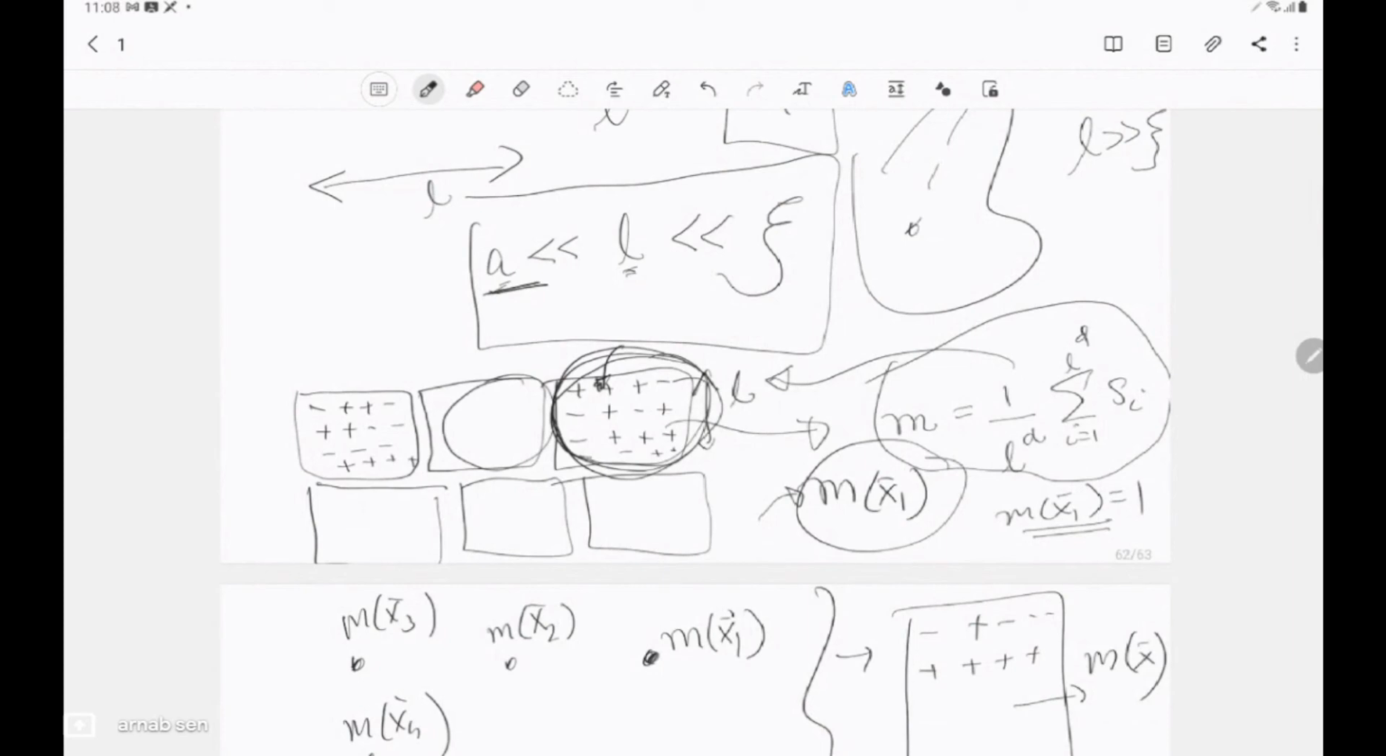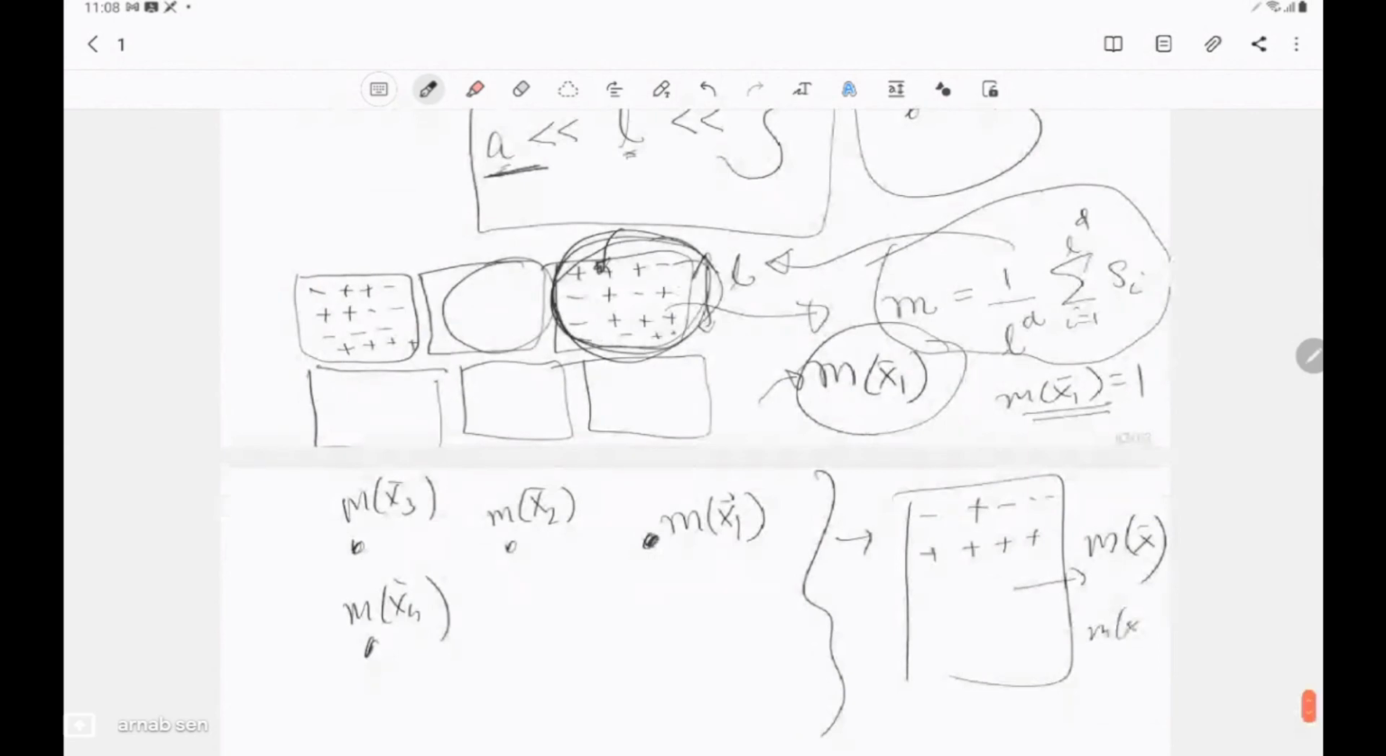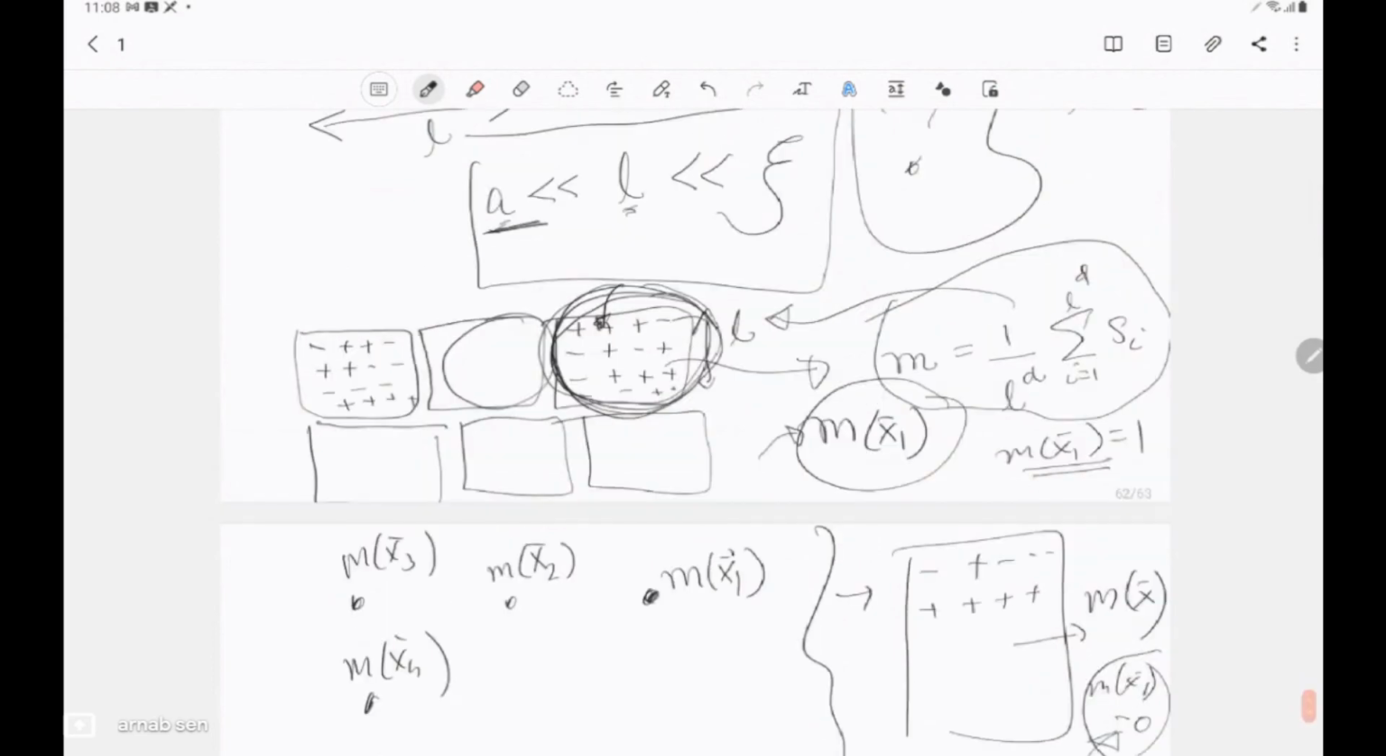But suppose I say m of x1 is equal to 0. Is it clear? What all microstates are consistent with this coarse-grained field? Then it's not just one microstate. What is the condition on the microstates which satisfy this? Equal number of plus and minus. Correct. And of course, there are many possibilities, because there are a lot of spins here.